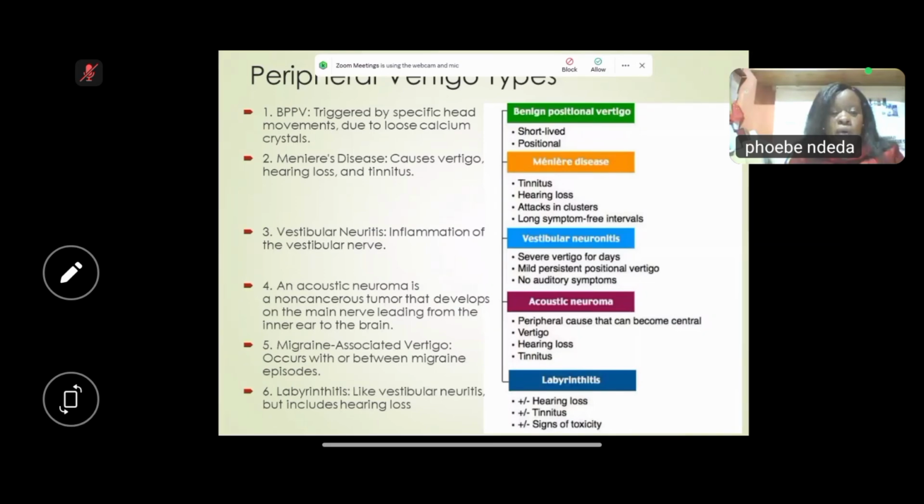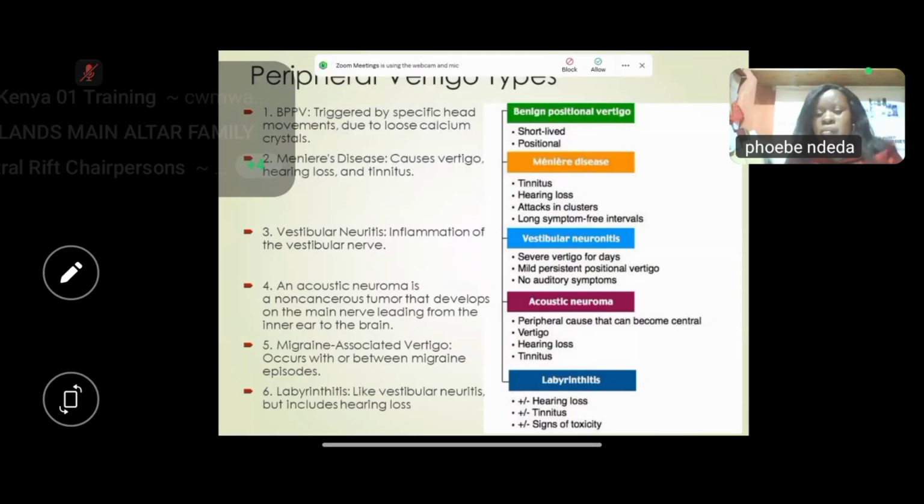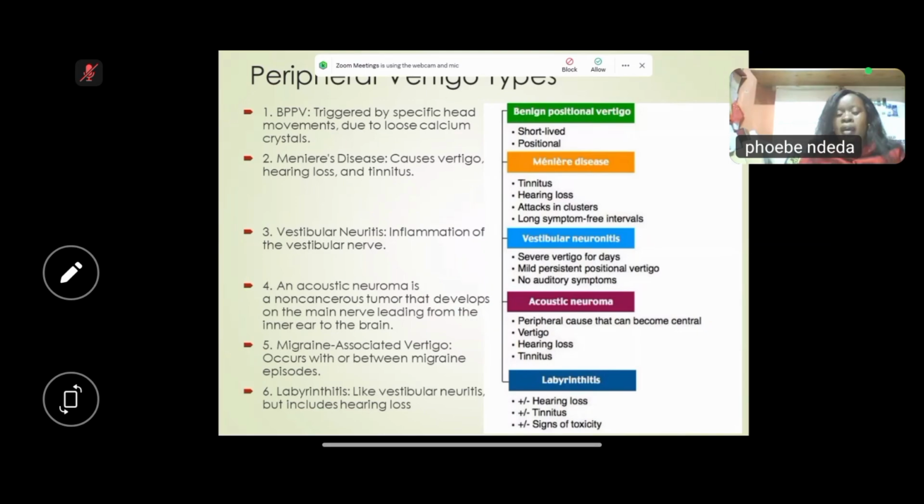Now in Meniere's disease, you will have tinnitus. Remember, tinnitus is that ringing in your ears. In Meniere's disease, you will have hearing loss, and that is very dangerous. In this Meniere's disease, you have attacks in clusters. So what do we mean when we say you have attacks in clusters? It means that when you're having a Meniere's vertigo attack, you can have a spinning sensation, and that spinning sensation is accompanied by maybe a headache, is accompanied by maybe feeling so full in your ears, things like that. So that is what we mean by attacks in clusters.